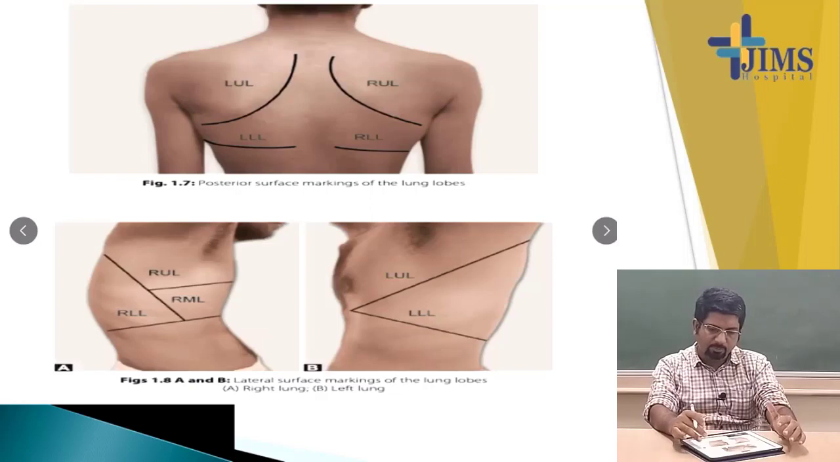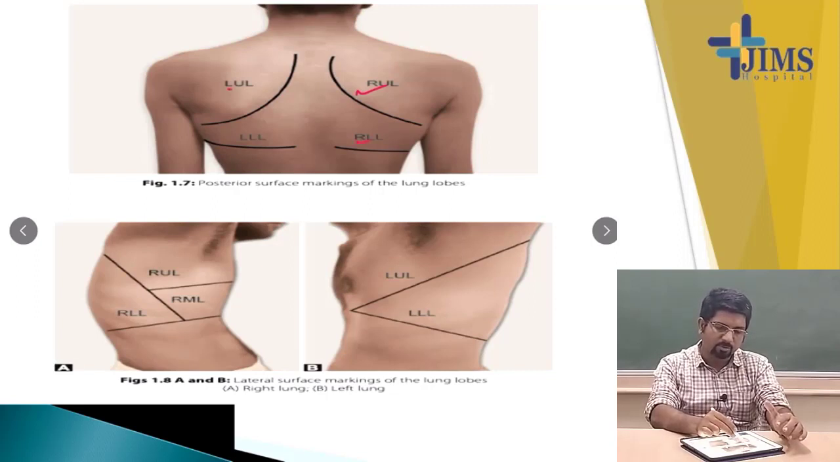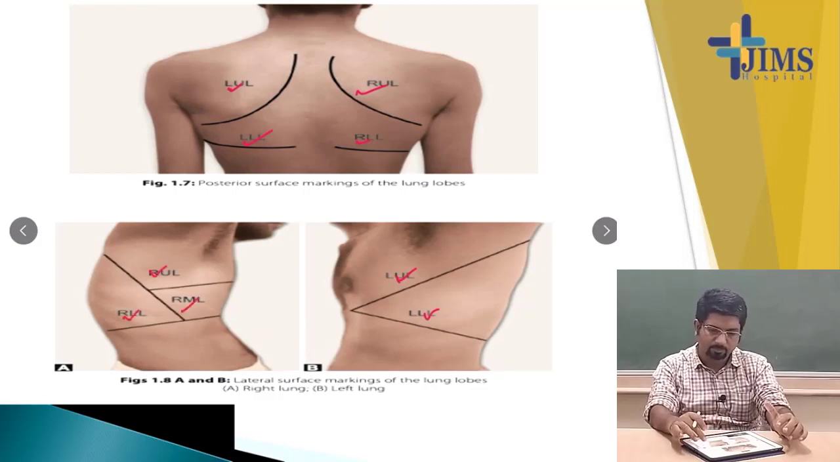Now there is a topographic representation of both lungs. Posteriorly, this portion belongs to the right upper lobe, and this is the right lower lobe. And this is the left portion, with the left upper and the left lower lobe. From the side, this one is the left upper and left lower lobe, and this portion is the right upper lobe, right middle and right lower lobe.